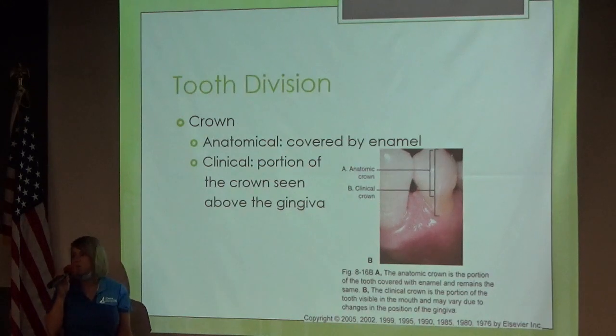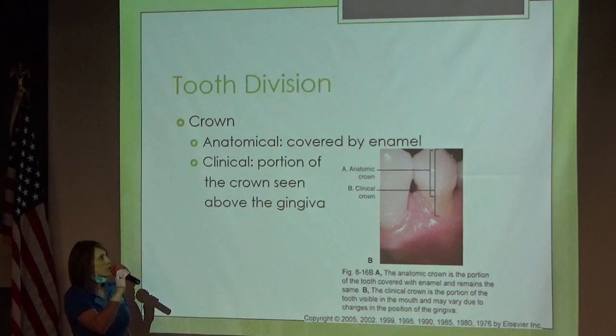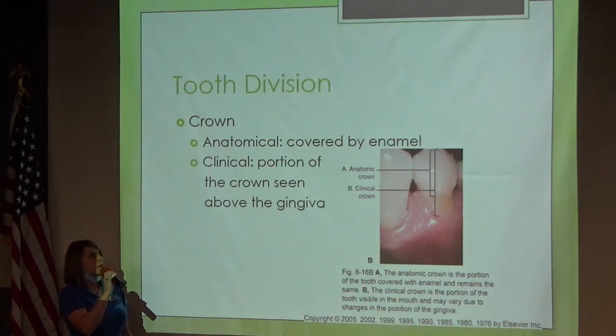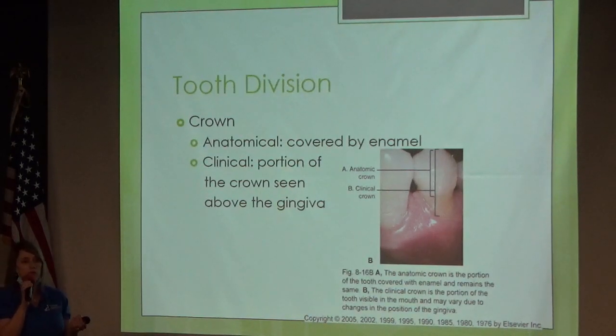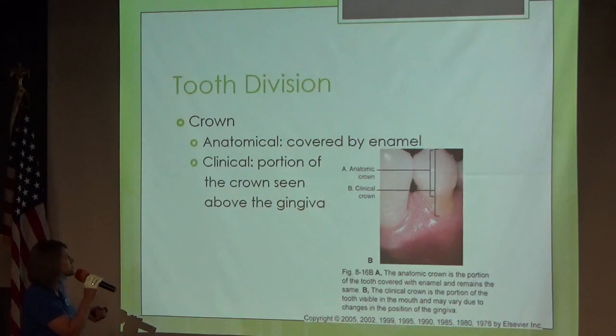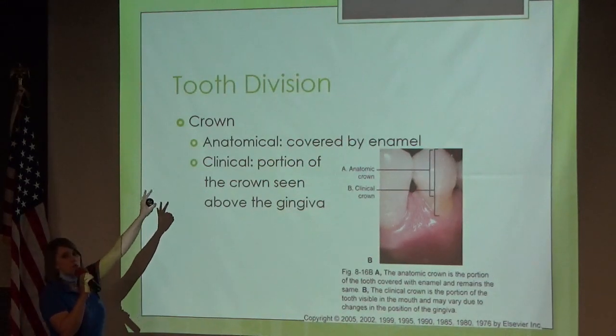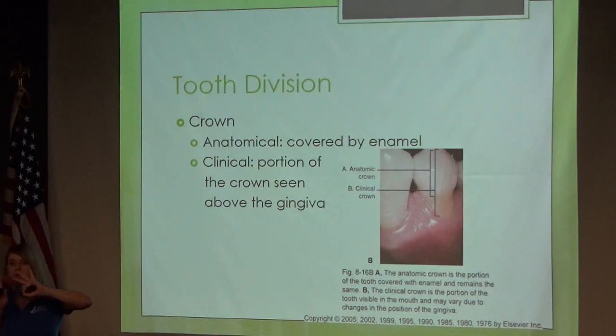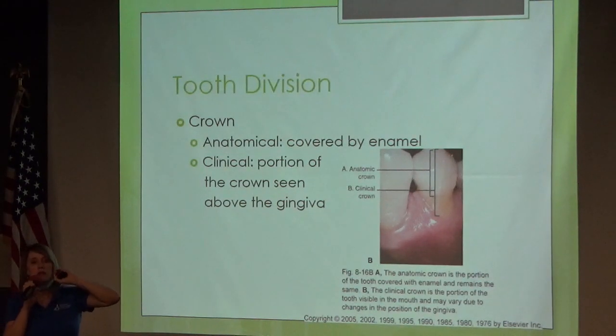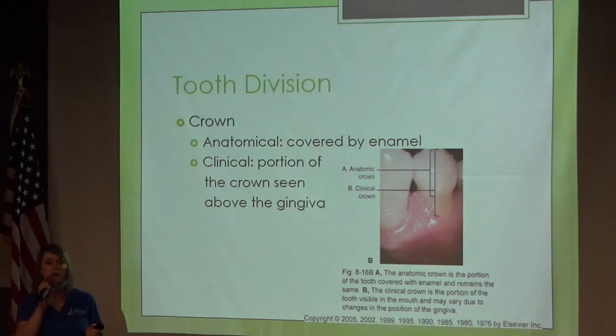This will be one of these concepts we kind of have to drill over and over again, and I'll come back to and explain over and over again. The crown and the root are going to be broken down into two different things. It's going to be anatomical and clinical. So the anatomical portion of the crown is covered in enamel. That's the first thing that we need to recognize. The anatomical portion of the crown is covered in enamel.